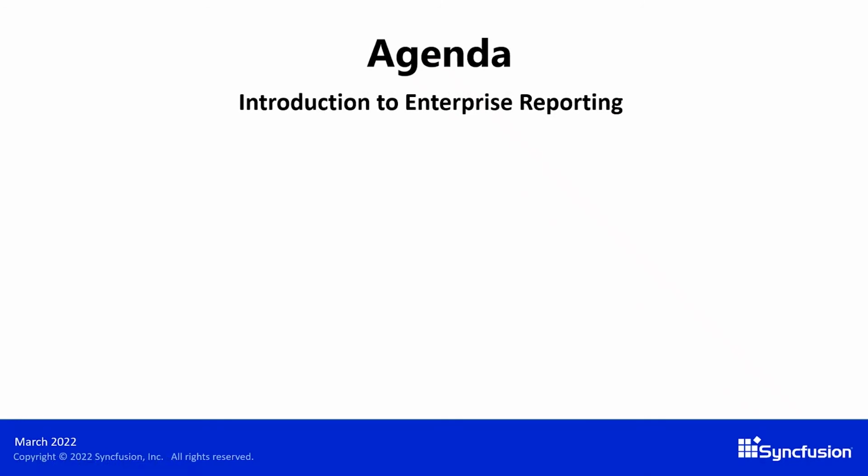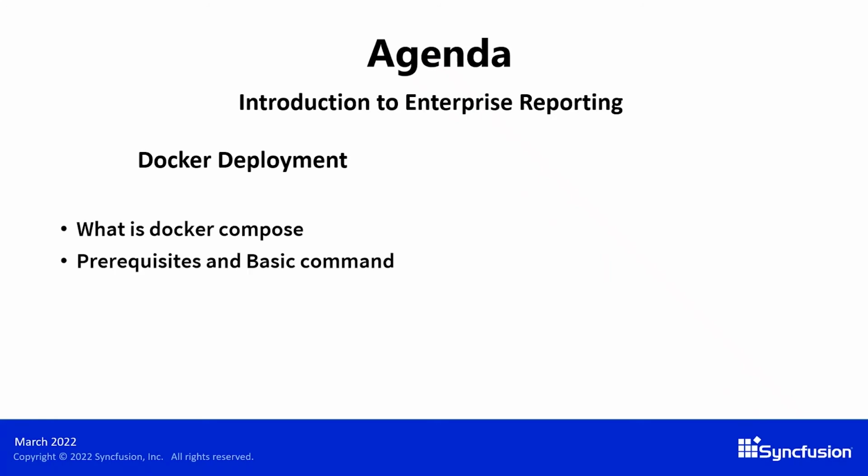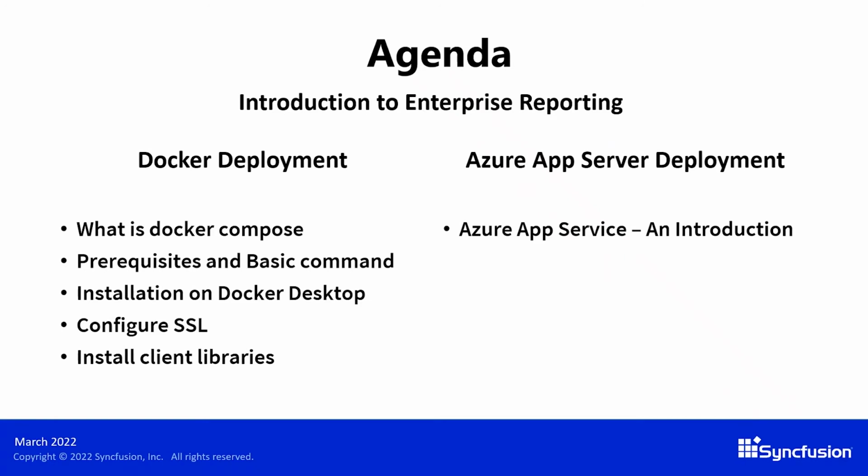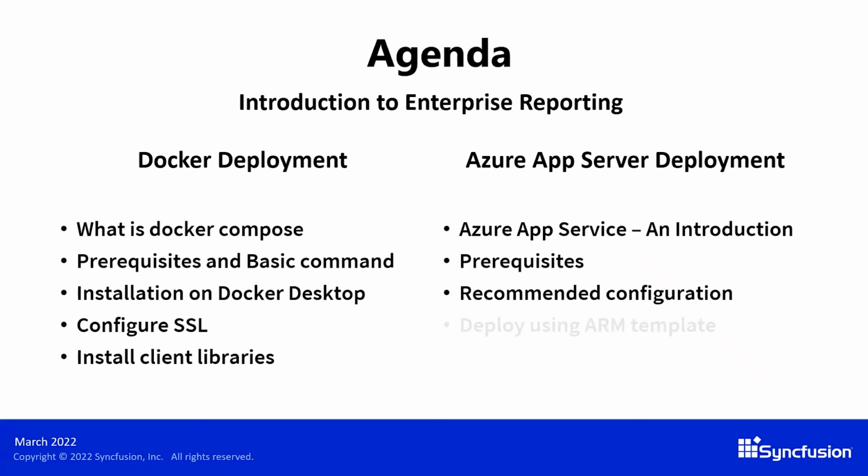As I mentioned in the agenda, I will present a quick introduction about our Bold Reports enterprise reporting. Following that, I will discuss what Docker Compose is, the requirements and basic commands of Docker, installation on Docker Desktop, SSL configuration, and client library installation, followed by the Azure App Service overview, basic requirements and how to configure the Azure App Service, deploying the Bold Reports application in Azure using an ARM template, and finally, configuration of client libraries in Azure.